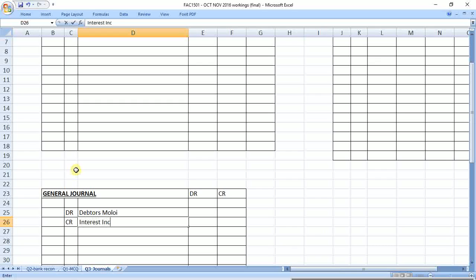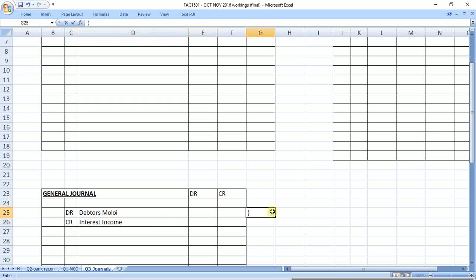How much? Well, I don't have extra where you've put debit. Oh, you mean you write it down on that line? So you would write debit debtors, credit interest. Okay, just next to that there. Write it out. You would just write debit, DR, and then debtors, and then Molloy.